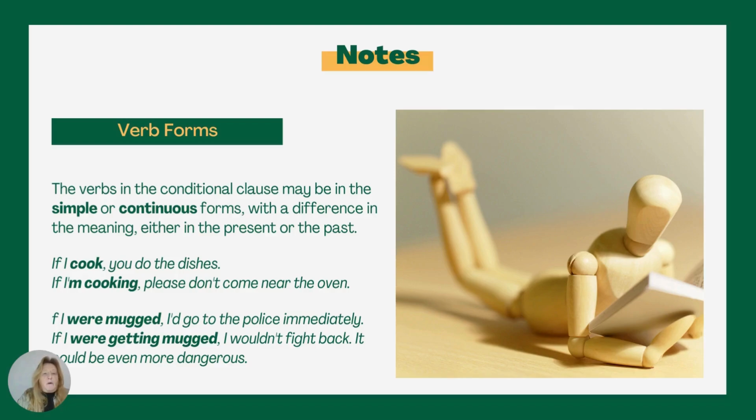Something about verb forms. The verbs in the conditional clause may be in the simple or continuous forms, as we have previously found, if you remember, with a difference in the meaning, either in the present or in the past. If I cook, you do the dishes. So this is a condition. If I cook, you do the dishes. Condition and consequence. If I'm cooking, please don't come near the oven. So if I'm cooking now, don't come near the oven.